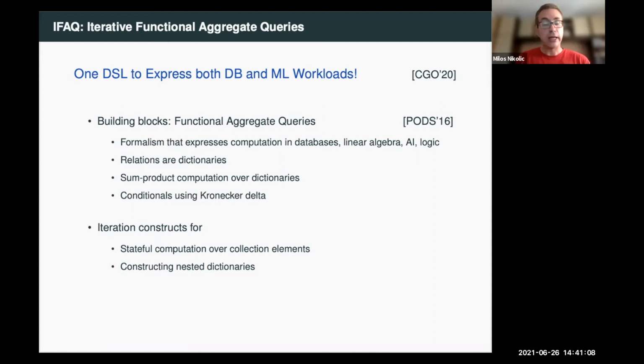Now, we consider relations here as dictionaries or maps. We also allow for conditionals via Kronecker deltas and some product computation over these dictionaries. We also allow iteration constructs for stateful computation over collection elements, and we also allow to construct nested dictionaries.